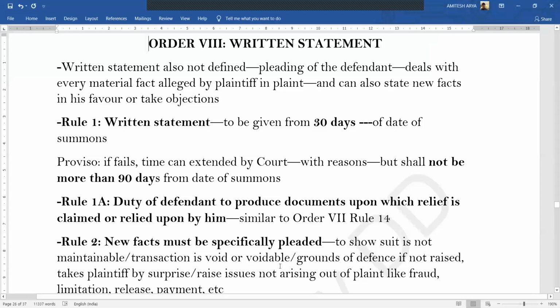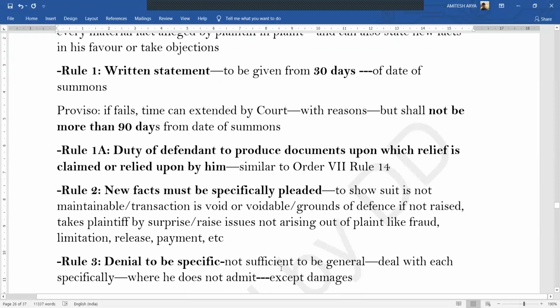Now, Rule 2, what is Rule 2 talking about? Rule 2 is talking about that if I am stating any new fact that I'm trying to bring, that I'm trying to show that the suit itself is not maintainable, or the transaction is void or voidable, or the grounds of defense, or any such point that I'm taking, I have to specifically plead it. Always from day one, I'm telling you, whenever you're looking at Code of Civil Procedure, try to see it from a logical approach.